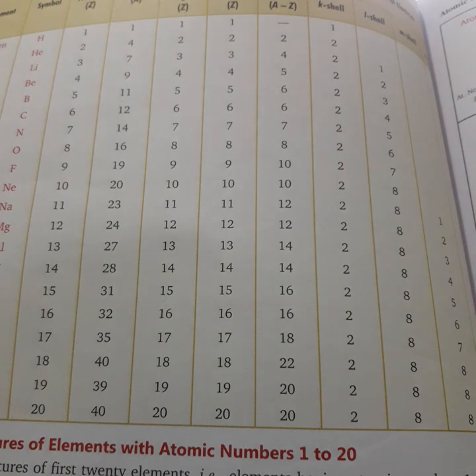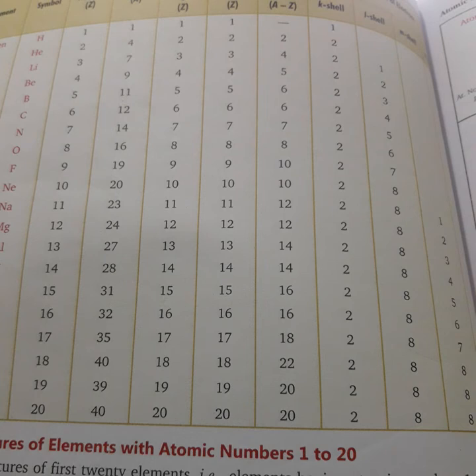Before starting, I will also tell you what valency is, and then we will come to the electronic configuration of different elements from 1 to 20. Valency is the combining capacity of any atom. Valency is also equal to the number of electrons lost, gained or shared by any atom. Now let's start with electronic configuration and how to find valency.